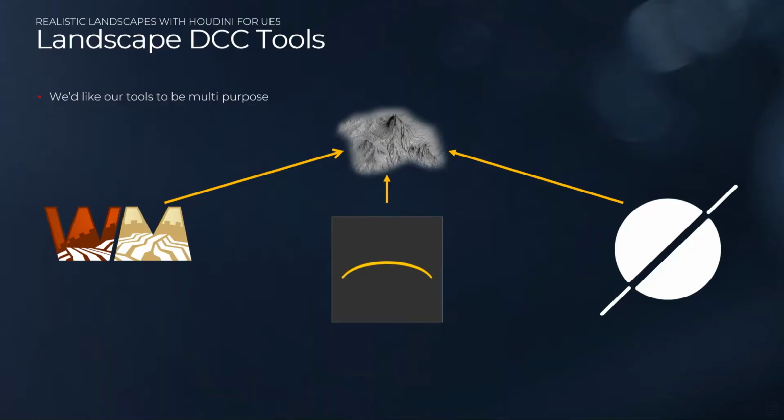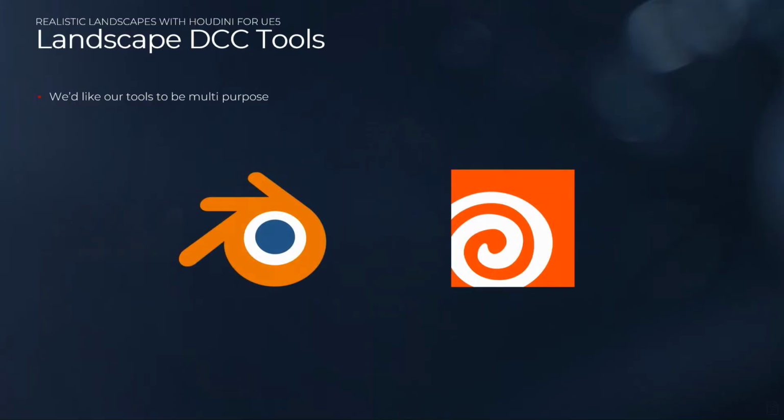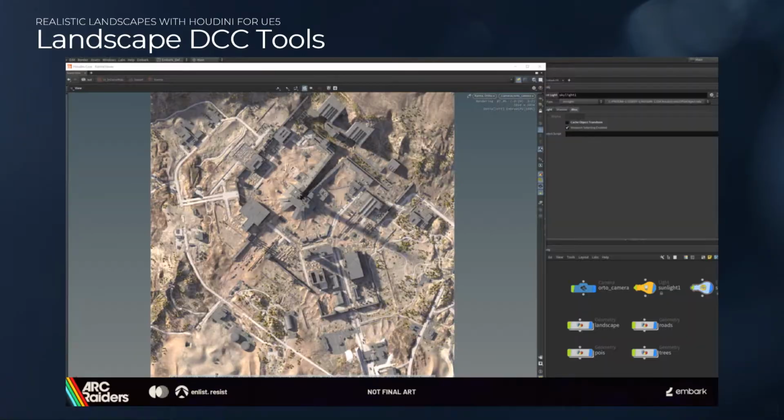The third reason for not using traditional landscape tools is that we'd like our applications to fill as many purposes as possible. And landscape tools are only built for one thing. At Embark, two of our main tools are Blender and Houdini. And those two applications combined provide a large content production platform. They are used by 3D artists, environment artists, VFX artists, character artists, and animators.